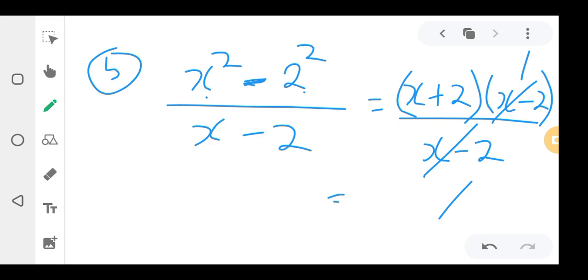So what will remain on top there is x minus 2, multiplied by what has remained down, 1. A number over 1 is itself, so it's x plus 2. That's the answer, x plus 2. So it goes like that.